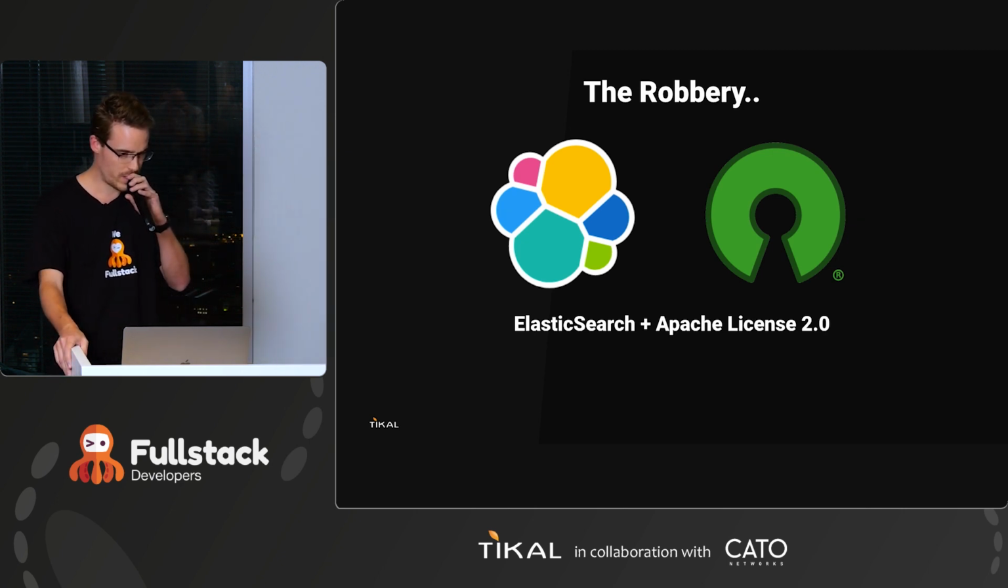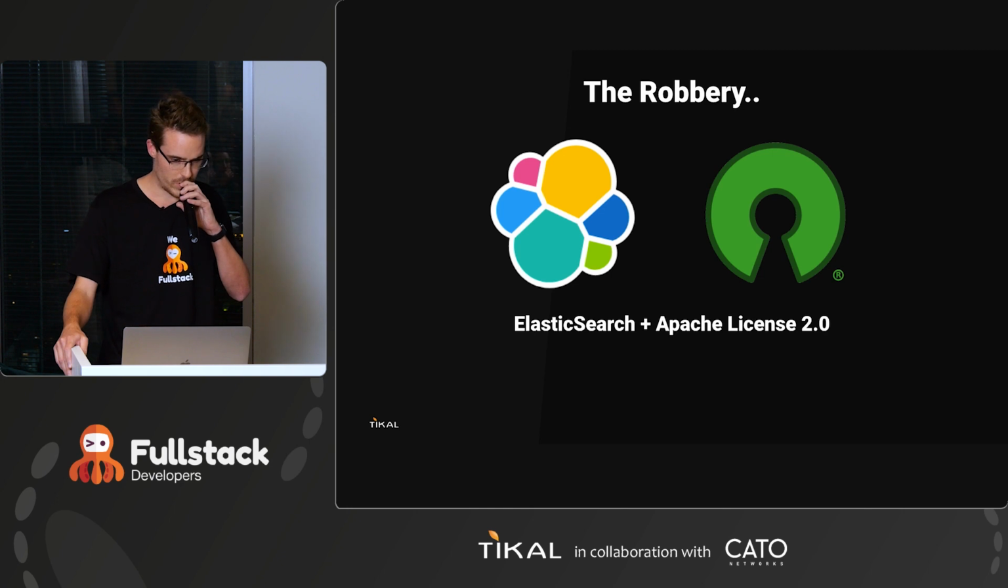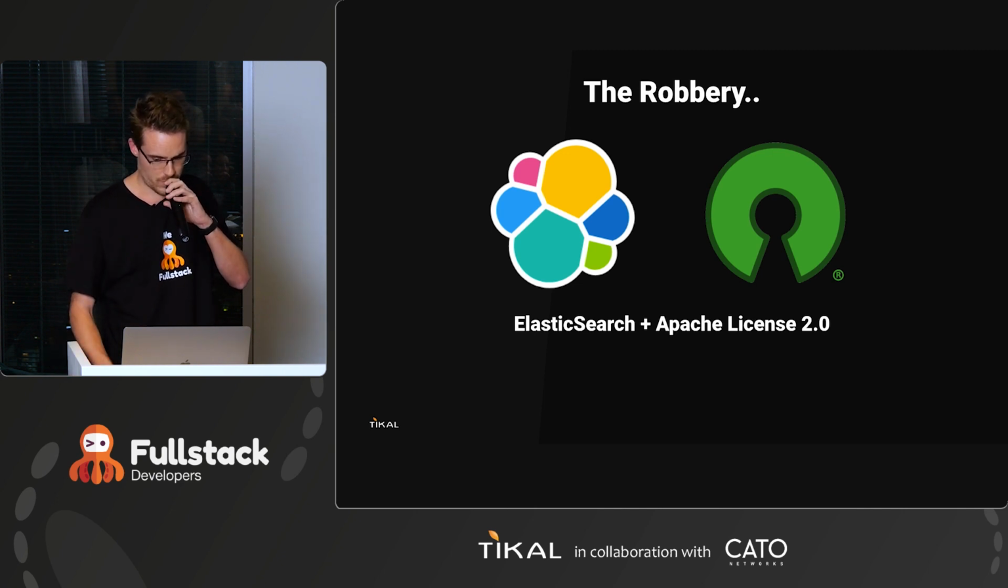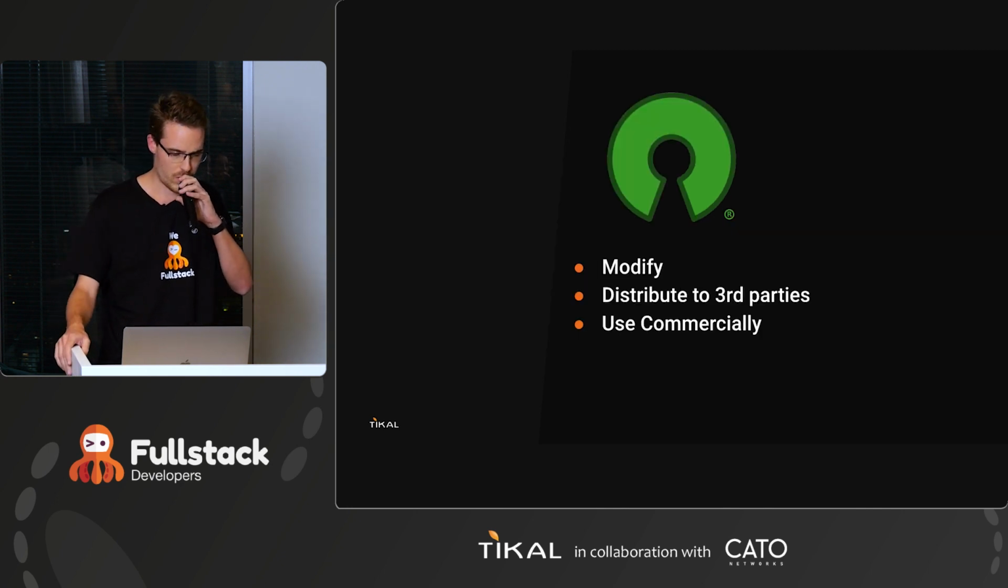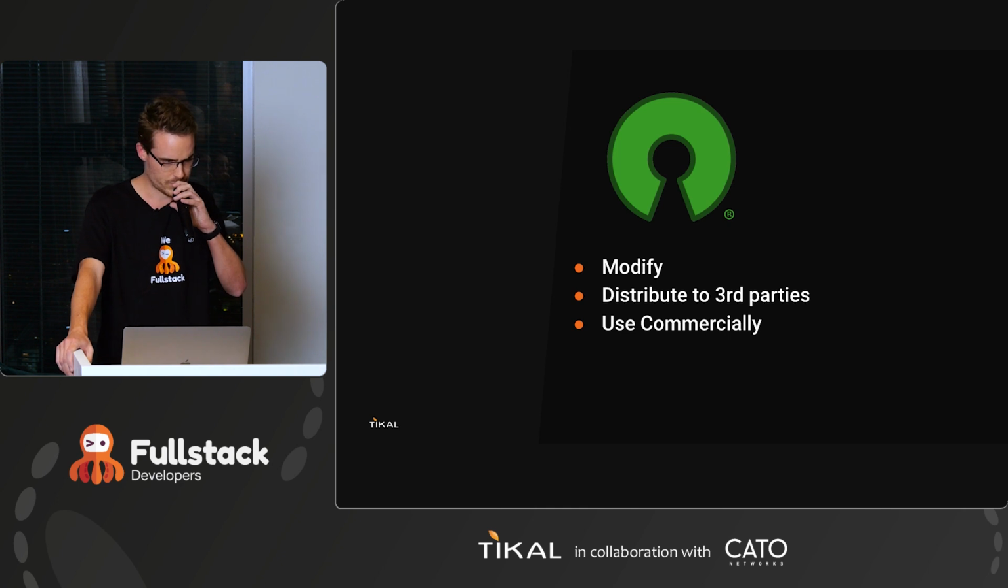So it all started in the beginning with Elasticsearch, which was licensed under the Apache 2.0 license. They had this great idea that they let the community develop the product together with them. They had some proprietary components called XPack. So let's take a look into this license. What does it mean? Basically, it allows you to modify and distribute to third parties, distribute commercially as well, important point.